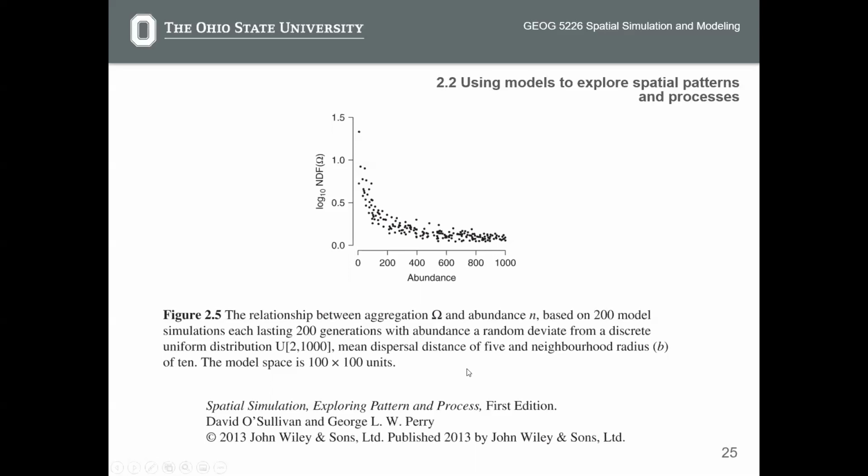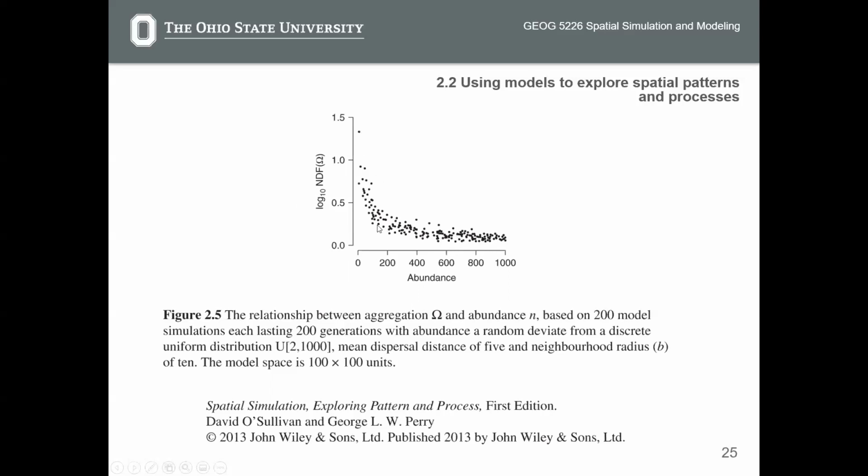Okay, so what's the relationship here? The higher the abundance, the lower the NDF. It's very straightforward, right? This scatter plot tells you that that argument is correct. What argument? There is negative correlation between abundance or population and spatial aggregation. If the population is high, then the aggregation is weak because all those black dots have lower NDF value.